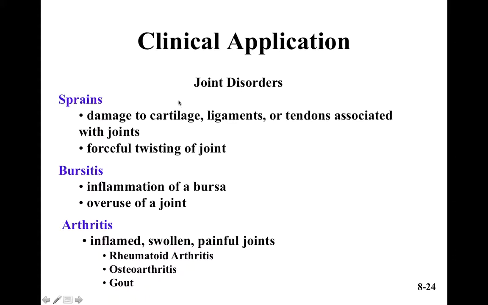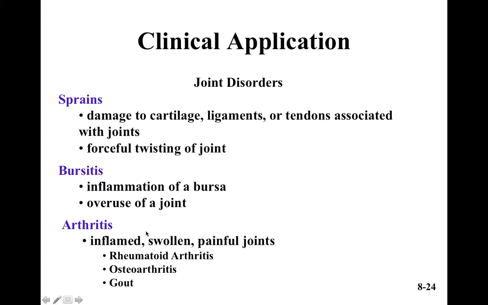Clinical application. Sprains are damages to cartilage, ligaments, or tendons that happen in a joint. Sprains are different than strains. A strain happens over a muscle, but sprains are cartilage, ligaments, and tendons. So you do something to damage those. Bursitis, we've already talked about, inflammation of the bursa over a joint.